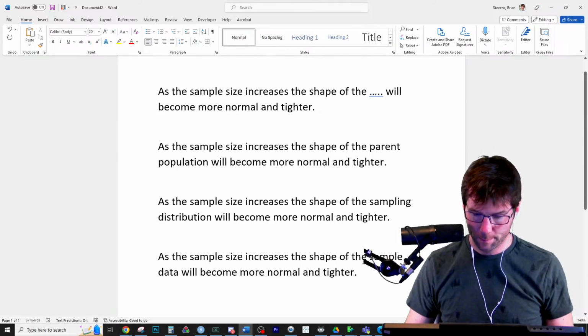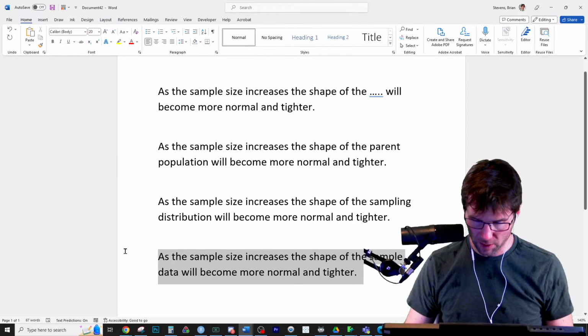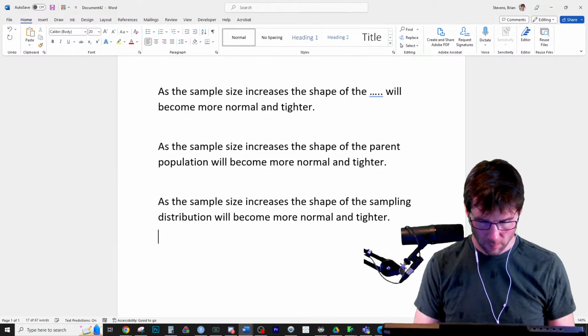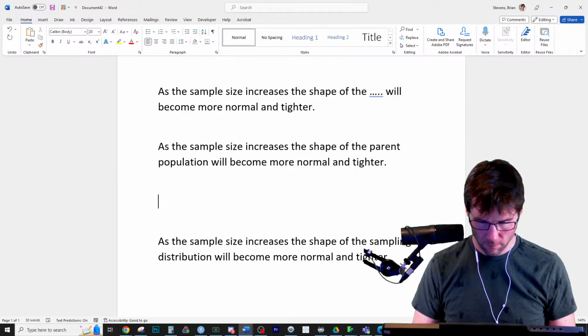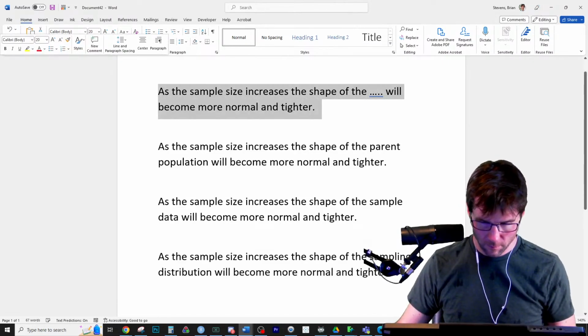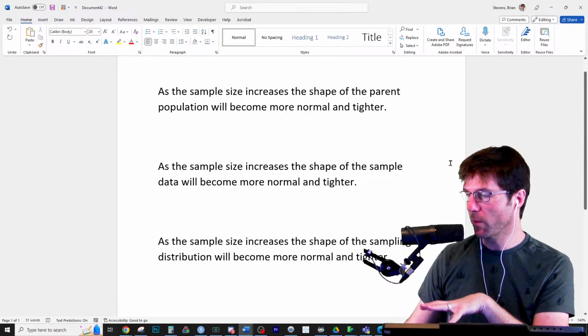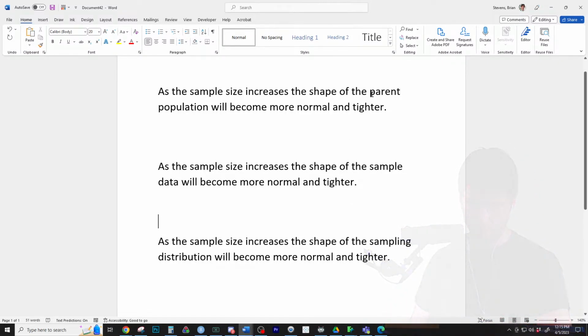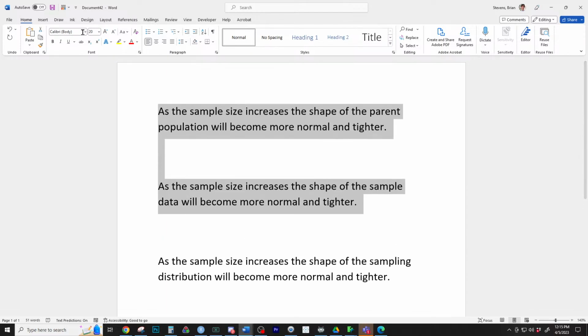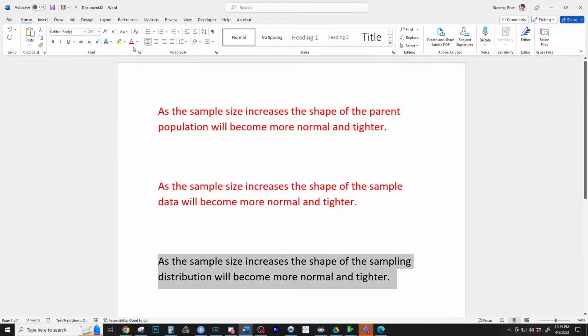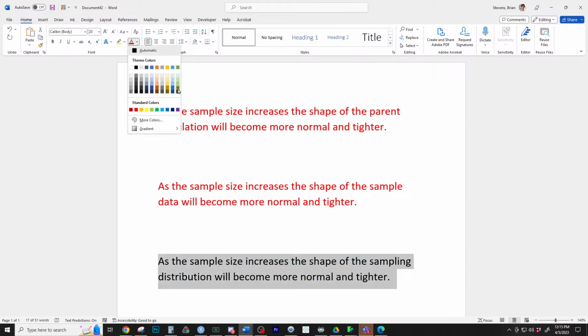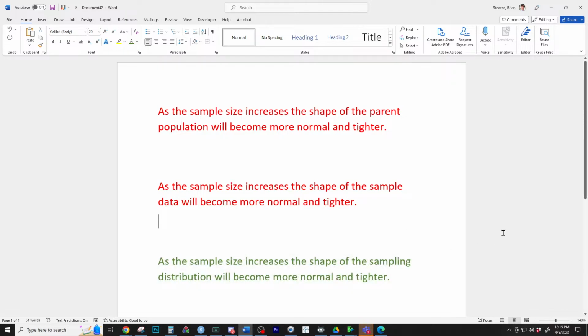Well, the histogram, this is the hint right here. I mean, I'm alluding to it. Okay. So there's very small differences between these sentences, right? Parent population, sample data, and sampling distribution. So which of these becomes more normal and tighter? This one.